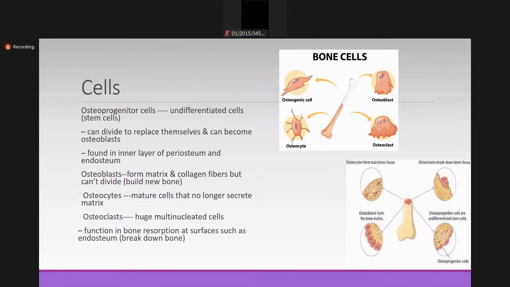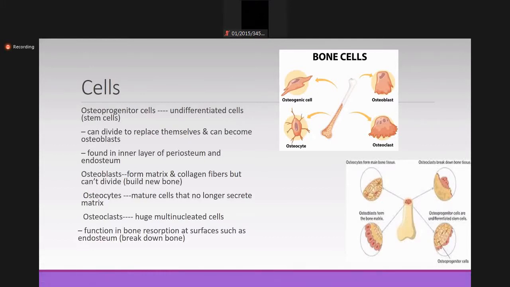The initial cells in the lineage of bone formation are the osteoprogenitor cells. From the osteoprogenitor cells, we have the other cells arising, that is the osteoblasts, the osteocytes, and the osteoclasts. The osteoprogenitor cells are mesenchymal cells, undifferentiated stem cells, which can divide to replace themselves and can become osteoblasts, found in the inner layer of the periosteum and the endosteum.